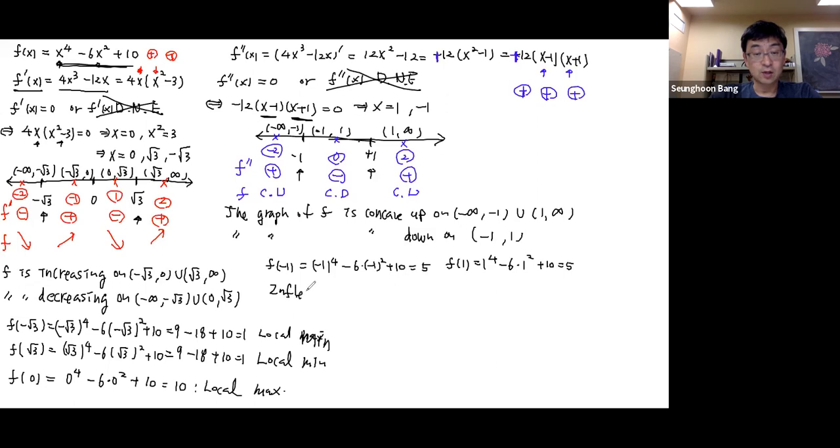The inflection points: the first one, x component minus 1, y component 5. The second inflection point is x component 1, y component 5. So we have 2 inflection points. That's the whole idea. The next task: you have to sketch the graph. How can you sketch the graph of f of x? You can combine this whole result. So like this.